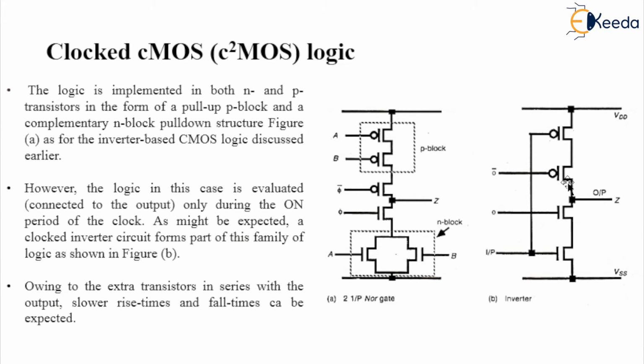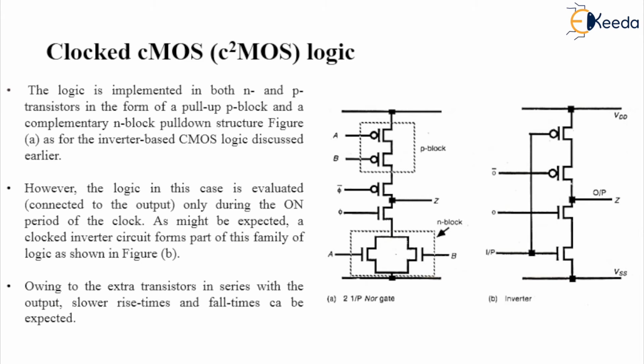So this is a 1 input inverter, this is a 2 input NOR gate in C square MOS logic, and this is an inverter of C square MOS logic. If you observe here, it has two clocks, one is the normal clock and another is a complementing one. Here phi is there, phi bar is there, phi is there, phi bar is there. So two clocks are there here.